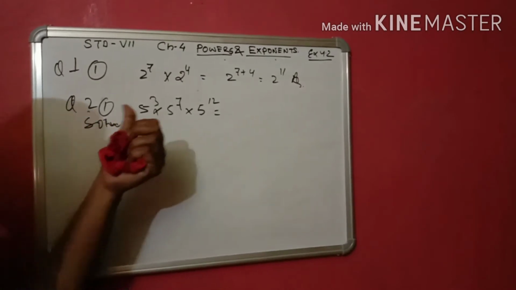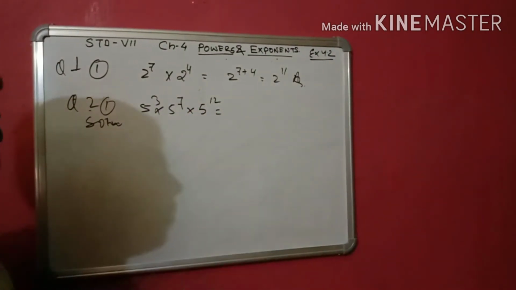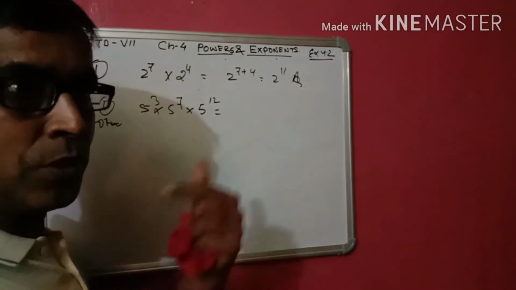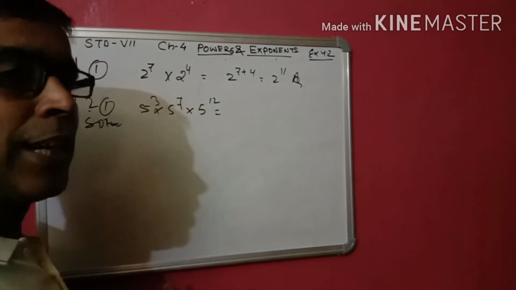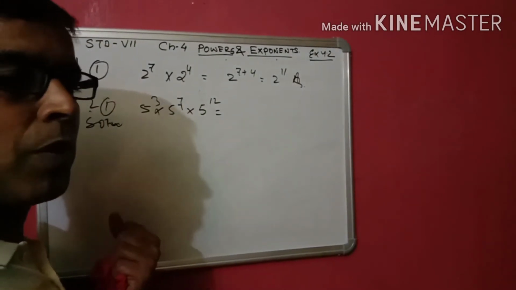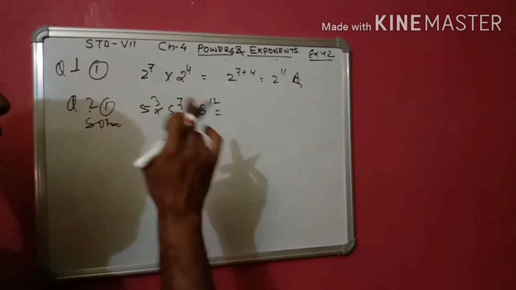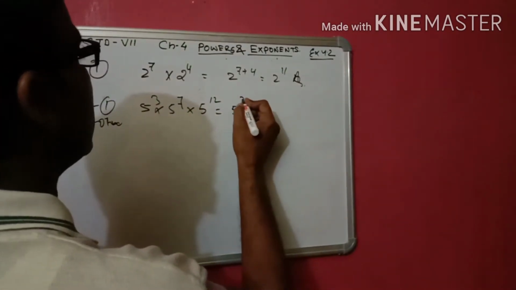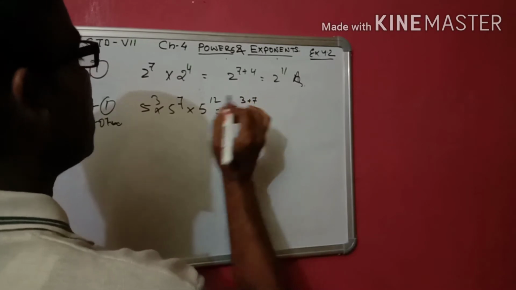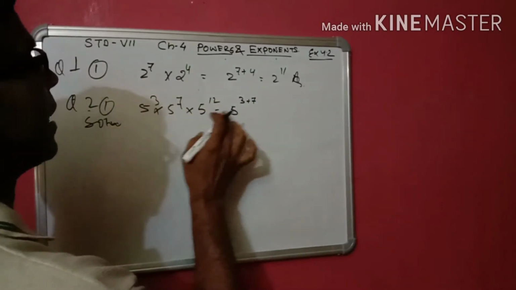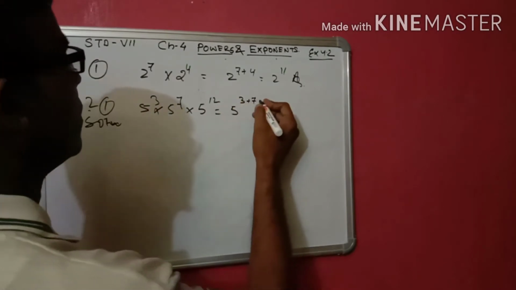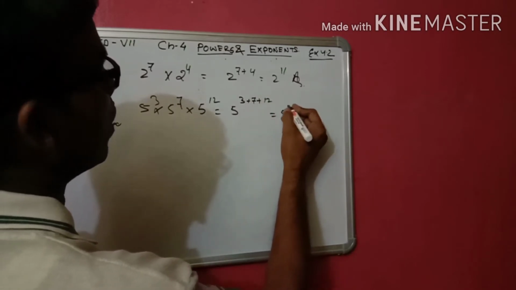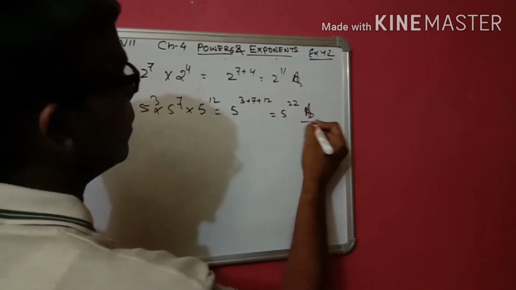Now question number 2. 5 to the power 3, 5 to the power 7, 5 to the power 12. Remember, we have studied only a to the power m, a to the power n. But in higher classes there is one more rule. If a to the power m, a to the power n, a to the power p, we can write a to the power m plus n plus p, because the bases are the same. So when the bases are equal in the multiplication case, the powers will be added. So 3, 7, 12, that gives 5 to the power 22. Write down please.